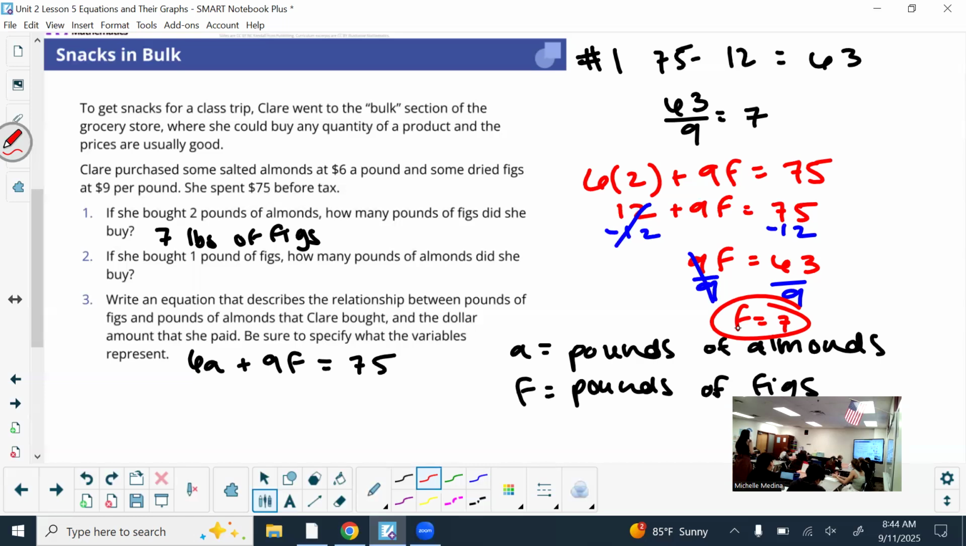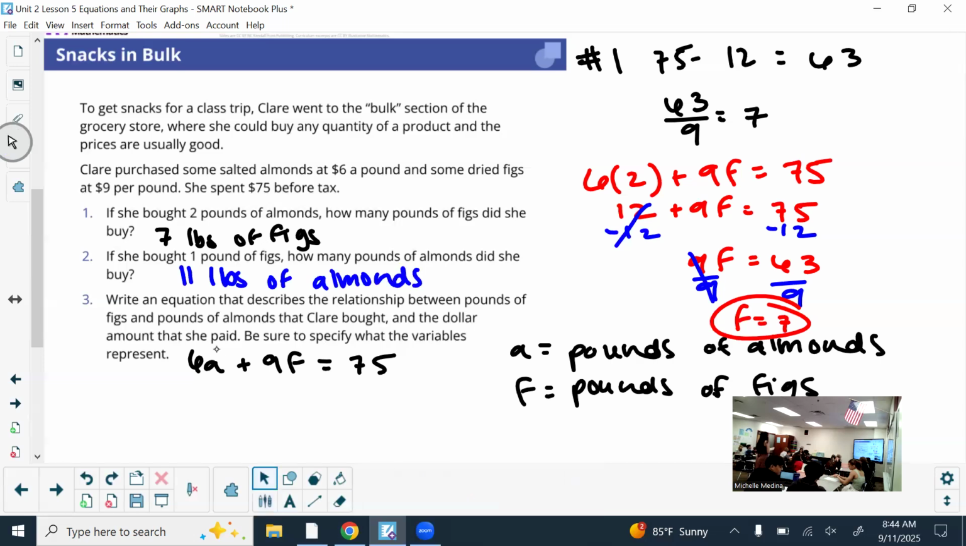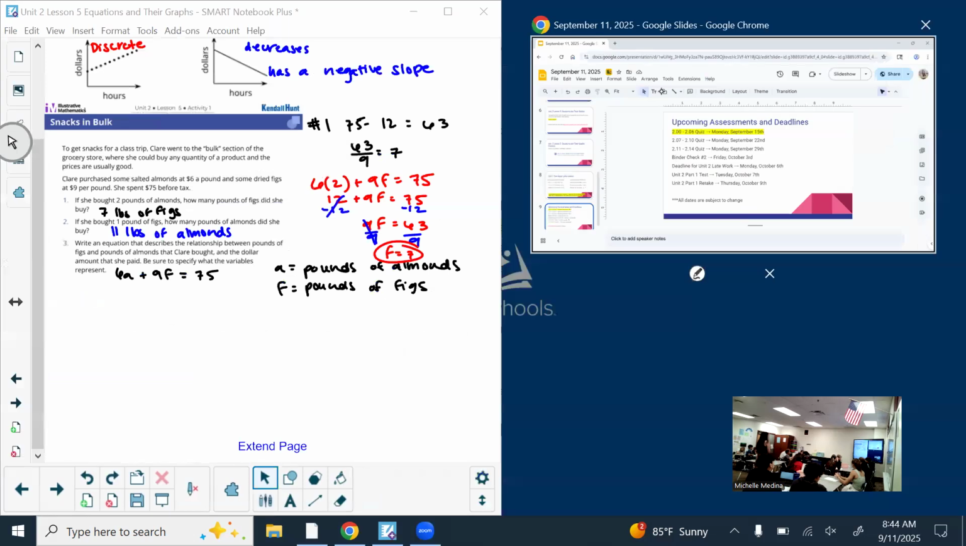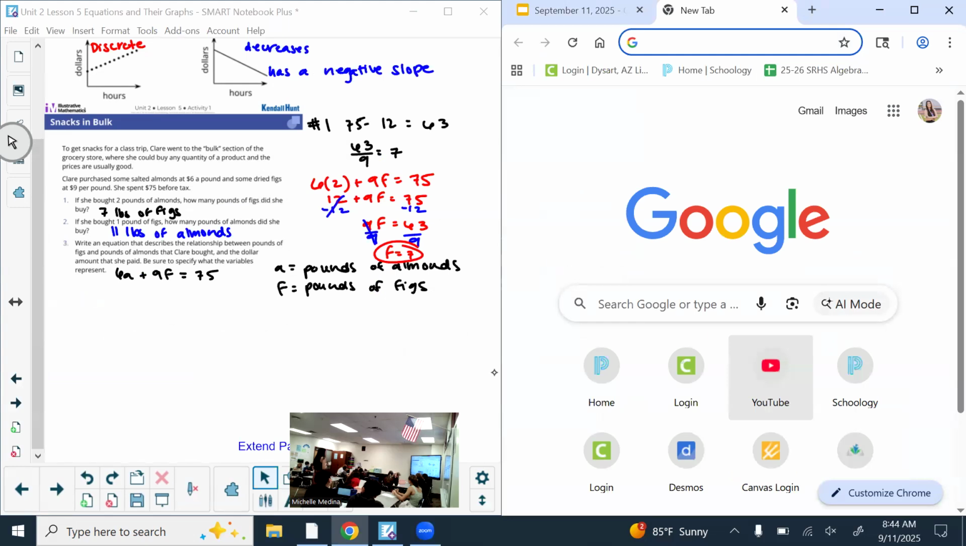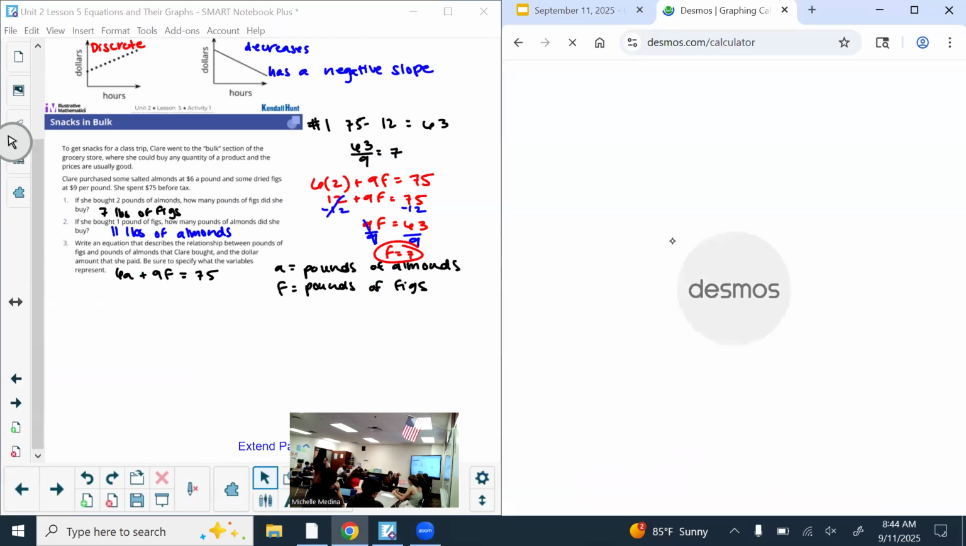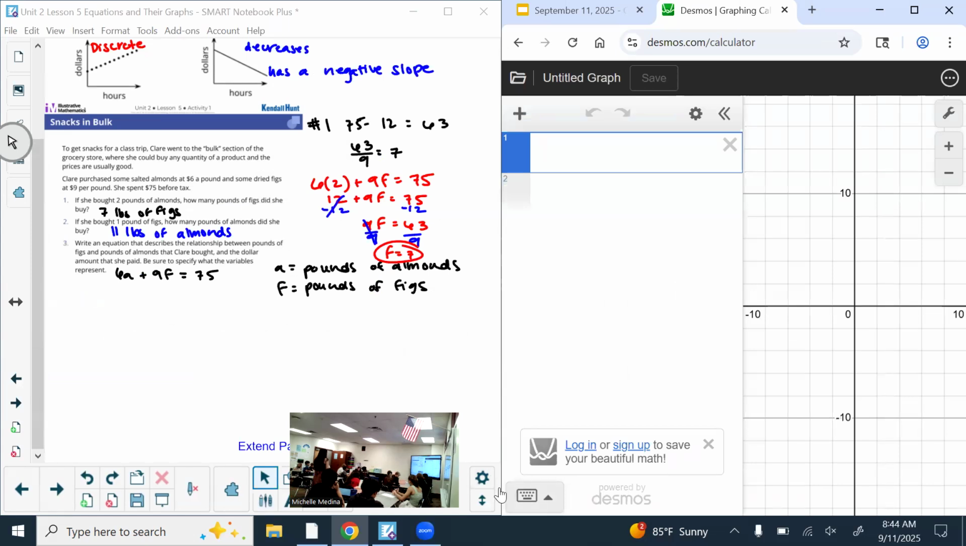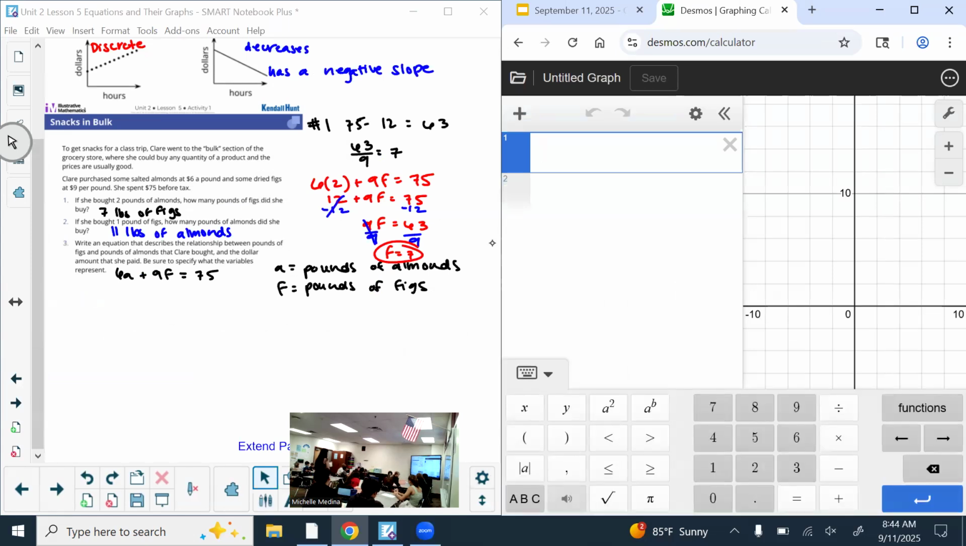All right, table 3, whoever the reporter is, can you tell me if she bought 1 pound of figs, how many pounds of almonds did she buy? 11 pounds of almonds. And now this time I'll check it in my calculator. We have the structure of what the equation should be. So if I were to plug in 11 pounds for the almonds and 1 pound for the figs, for the A and the F, and they equal 75, then it is a solution, which is something you would have done on your homework yesterday.